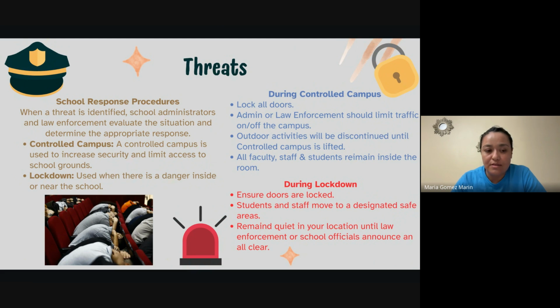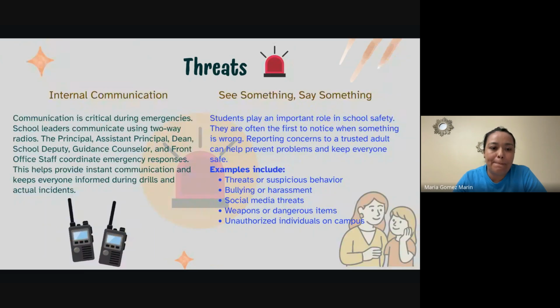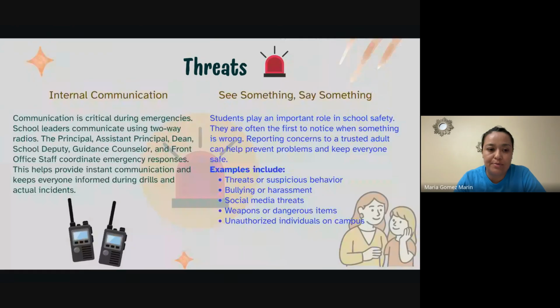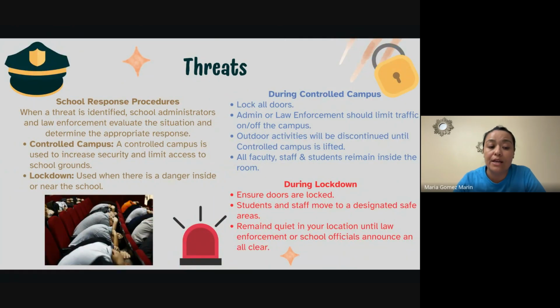Okay, so there is a different situation when something happens in the school. They have emergency posters such as control campus and lockdown. So all the staff and members who are there can just read and know what the procedure is for when that happens. A control campus is used to increase security and limit the access to school grounds. And a lockdown is used when there is a danger inside or near the school.